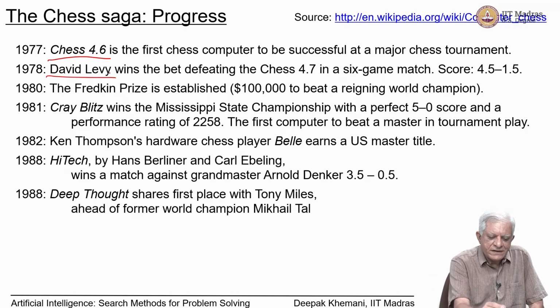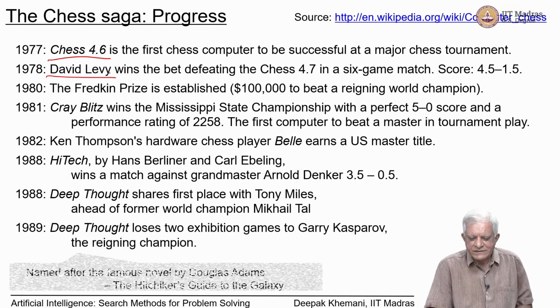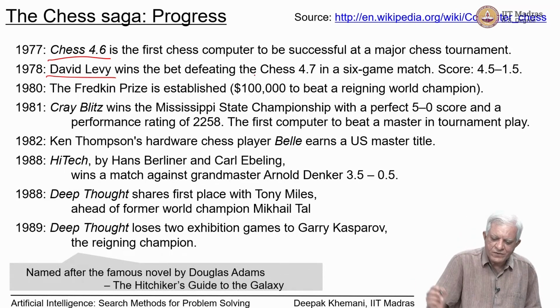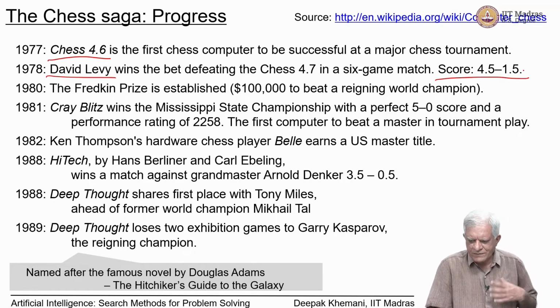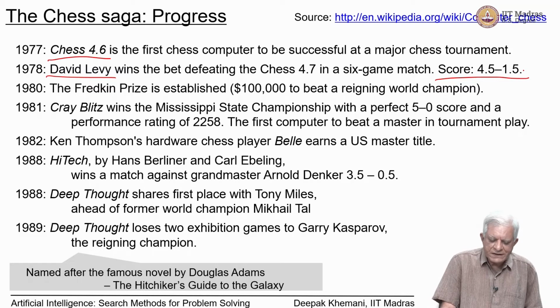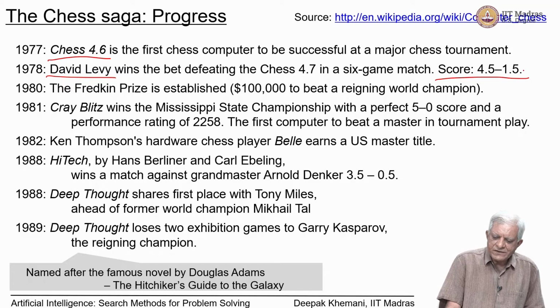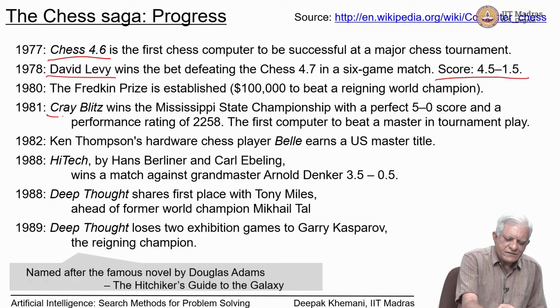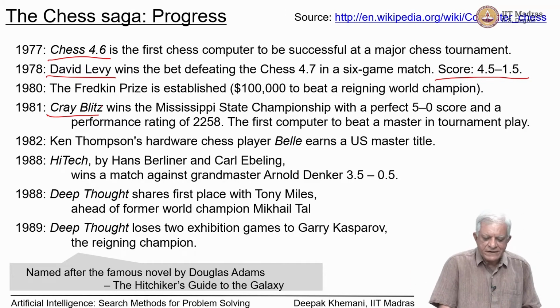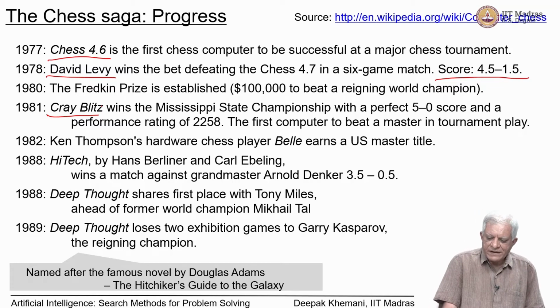As I said earlier, David Levy won his bet because Chess 4.7, which is a successor of 4.6, could not beat him. But as you can see, the score was 4.5 versus 1.5, which means maybe 3 games were drawn, or maybe one was drawn and one he lost. It's not clear to me. A Fredkin Prize was established in 1980 for beating the reigning world champion. The Cray machines, which were those powerful machines at that time, had their own implementations, and the first computer to beat a master in tournament play was the Cray Blitz program essentially.